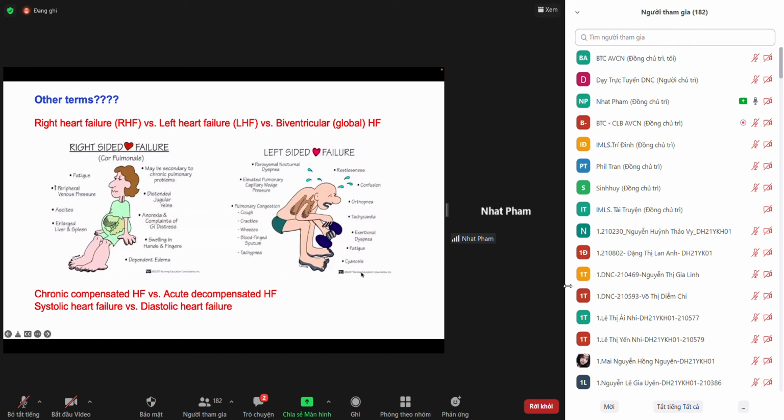So now, can any one of you talk about the difference between right heart failure, left heart failure, and biventricular heart failure? I'm going to call one of you to talk about that, okay? Anyone who knows the answer can raise their hand, otherwise I'm going to ask one person. Hồ Đăng Đạt, can you unmute and let me know the difference between right heart failure, left heart failure, or biventricular heart failure, please?